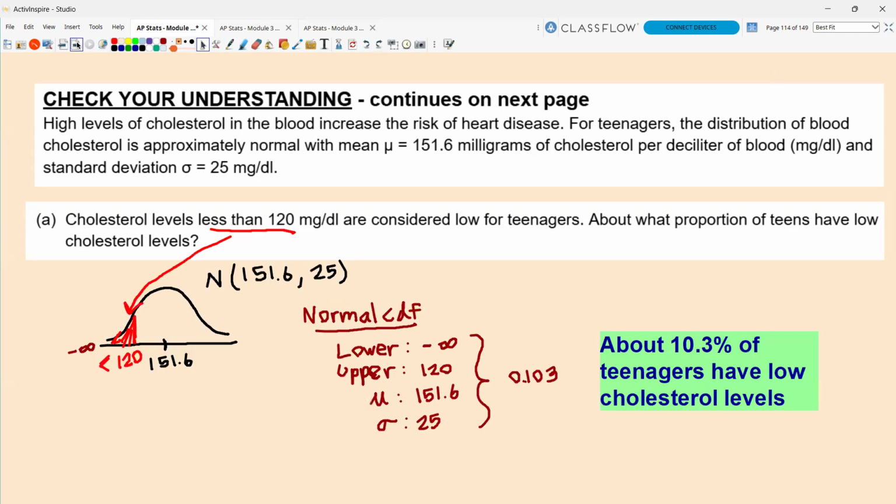And here we go. So we're going to sketch our graph where our boundary is going to be 120. We're going below since it's less than. Do your notation, normal 151.6 comma 25. We're going to go to normal CDF. Our lower bound will be negative infinity because we're going to the left. Upper is 120, mean and standard deviation should be all written, and you want to calculate your value. Double check in your calculator that you can get this number, 0.103. And so then I'm going to do my interpretation. About 10.3% of teenagers have low cholesterol levels.